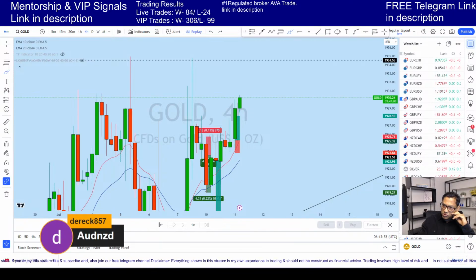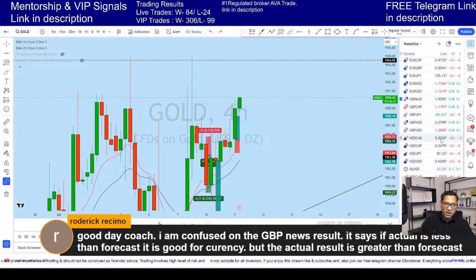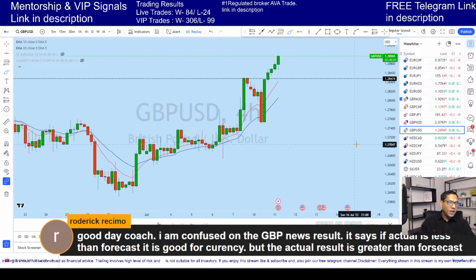I'm confused on GBP news results. It says if the actual is less than forecast. Yeah, this is what I was trying to mention, that news results may not differ much. The more important thing here, let me tell you, a very important thing that you need to understand: the data release will not give you the exact direction in the market.